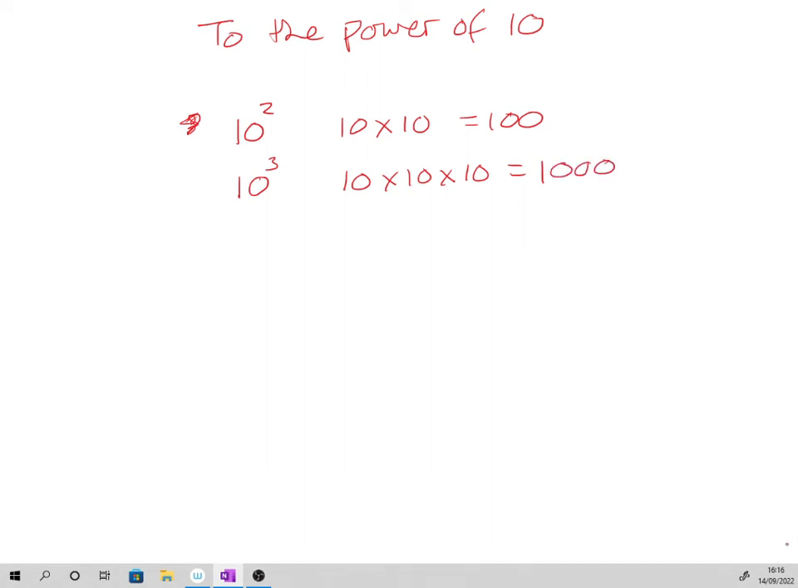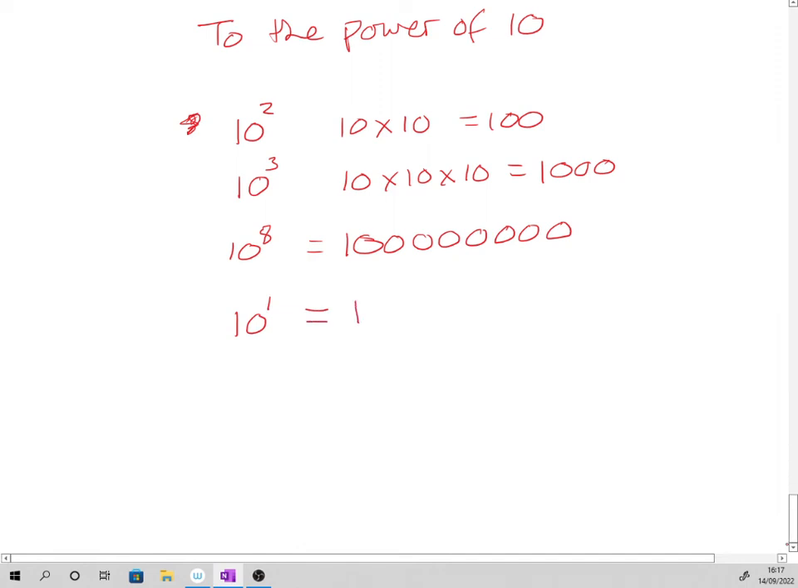10 to the 8 will be 10 times 10 times 10 times 10 times 10 times 8 times. So that will be 1 followed by 1, 2, 3, 4, 5, 6, 7, 8 zeros. Whatever that is, 100 million. Now, there is another one that comes before a square, which is just 10 to the 1. And that is going to be 1 followed by 1 zero.